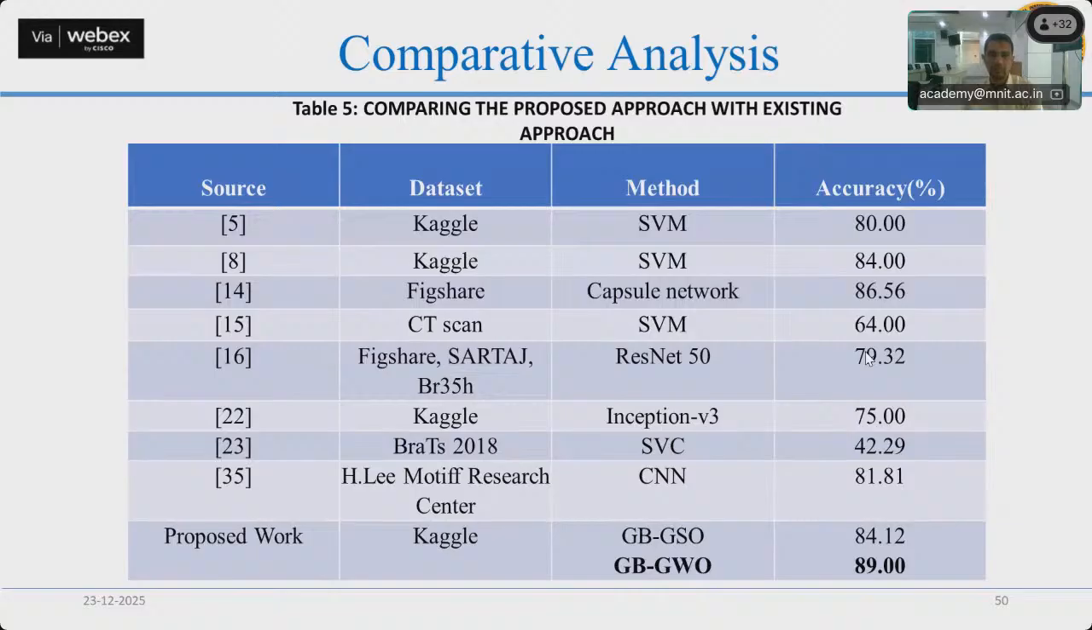When you compare the proposed approach with the existing approach, you can check here. This is for different types of datasets. This is another dataset, BR35H. This is BRATS 2018. Our proposed work we applied on the Kaggle dataset, and our result was fairly good. Remember, whenever it is about medical images, results are not that high. Apart from that, it is a good one.